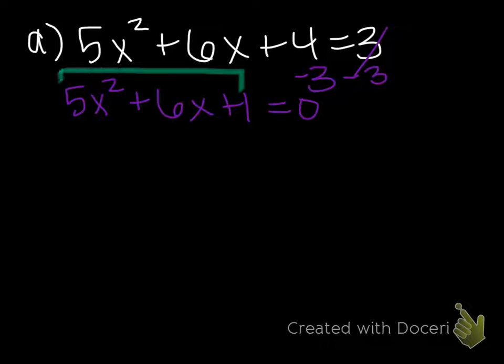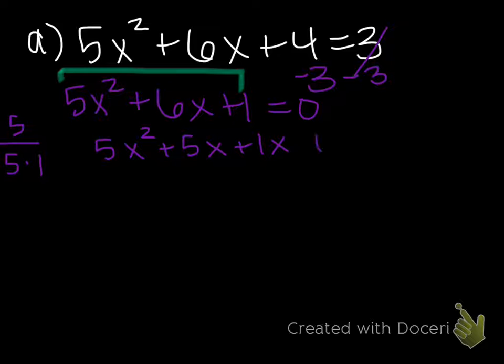And remember, we always multiply a times c, which is 5. The combination that I would want to use for factoring is a 5 and a 1. So I'm going to write my terms as 5x squared plus 5x plus 1x plus 1 equal to 0. Those of you who do the box method, you're going to put these 4 terms in the box and find the outside. I'm going to do it the grouping way this time.